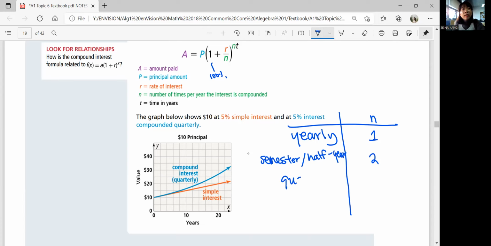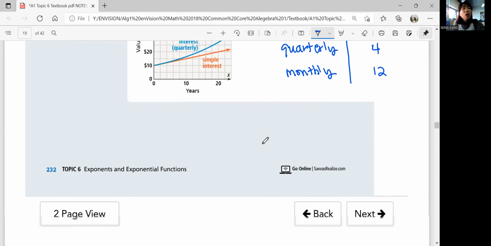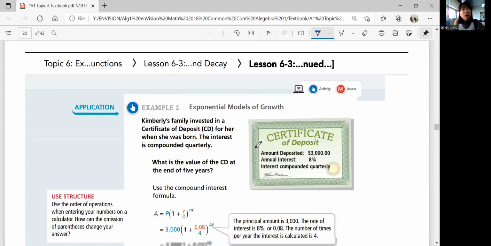If you get quarterly interest, then you get interest paid 4 times every year. Okay, if you get a monthly interest, that means how many times do you get paid in a year? 12 times. Okay, so these are important vocabulary words that you need to know in order to understand how many times do I get paid in this problem. All right, let's look at the next page.